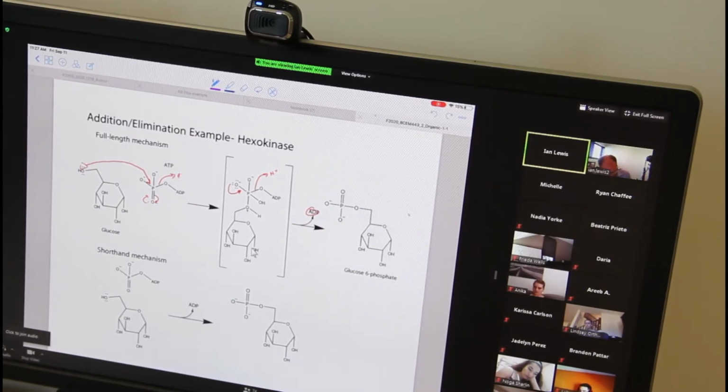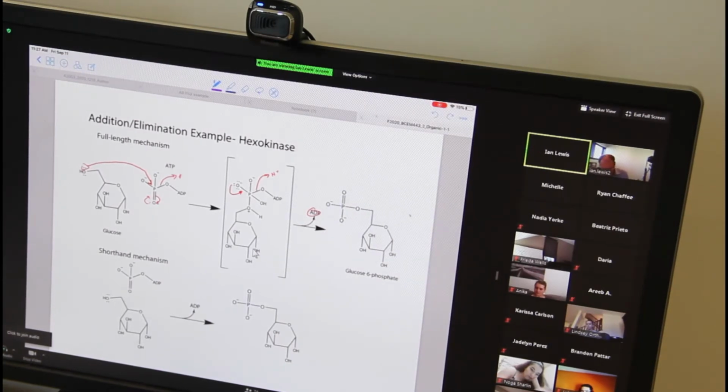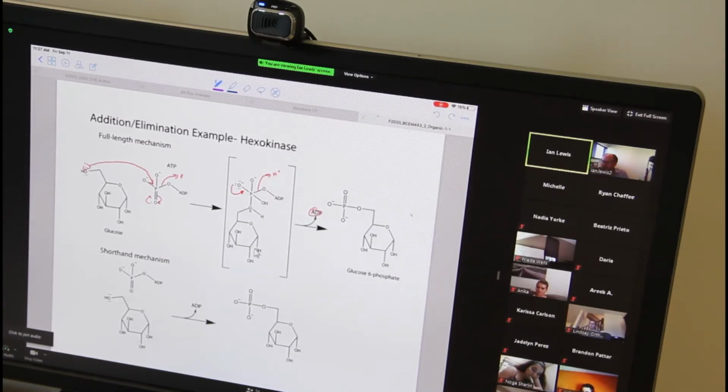Anyway, but the neat thing about this is that we have a one-step nucleophilic, or we have this additional elimination reaction that's happening here, and we have the replacement of the loss of an ADP, which is a typical kind of mechanism. Does that make sense to everybody? We do another example here.